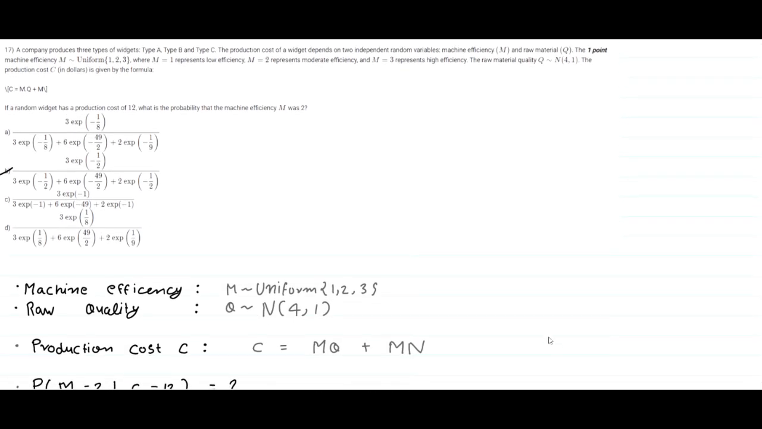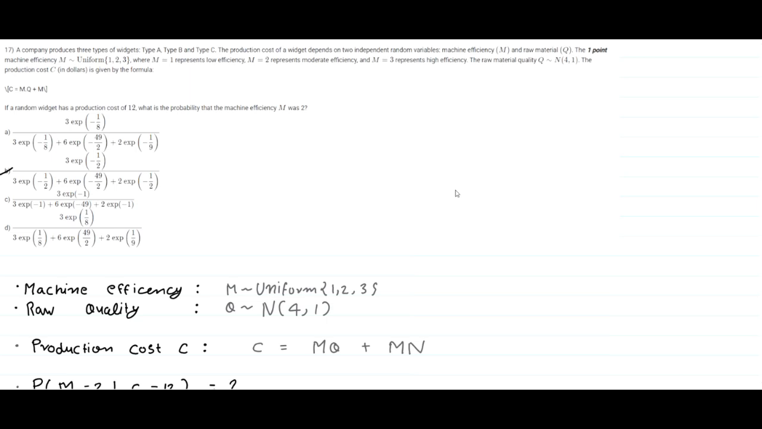Question number 17 says that a company produced 3 types of widget, type A, type B, type C. The production cost of a widget depends on 2 independent random variables: machine efficiency M and raw material quality Q. Machine efficiency follows a uniform distribution over the values 1, 2 and 3. Raw material quality follows the normal distribution with the parameters 4 and 1. The production cost is given by the formula C is equal to M times Q plus M.